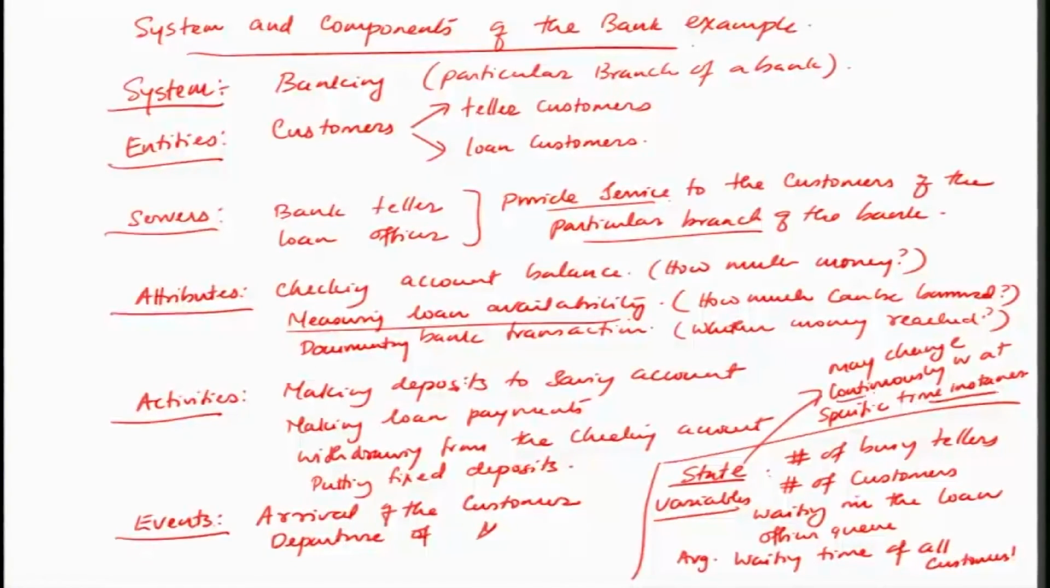So, if they change continuously, then we are talking about a continuous simulation or continuous system, and if they change only at a specific instance, then we are talking about a discrete system. As I showed you, a continuous system can be studied as a discrete system, and a discrete system, if you take it in a particular fashion, we can also study in a continuous fashion.